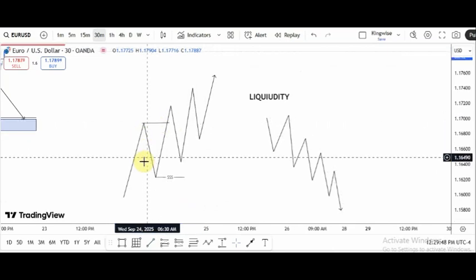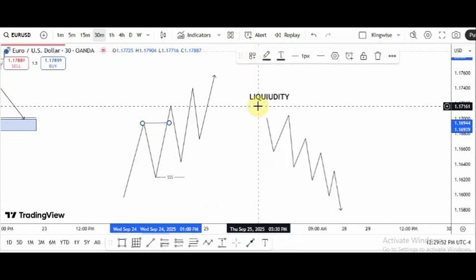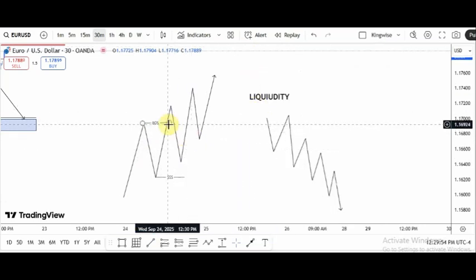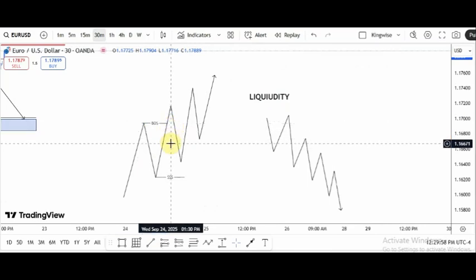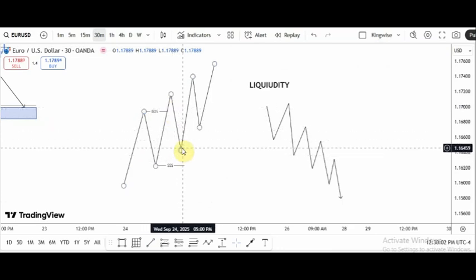This is a high. Now this is a break of structure. You have this break of structure. I've also created a video on break of structure. You can search for it and tap into that knowledge. Now you have a break of structure.